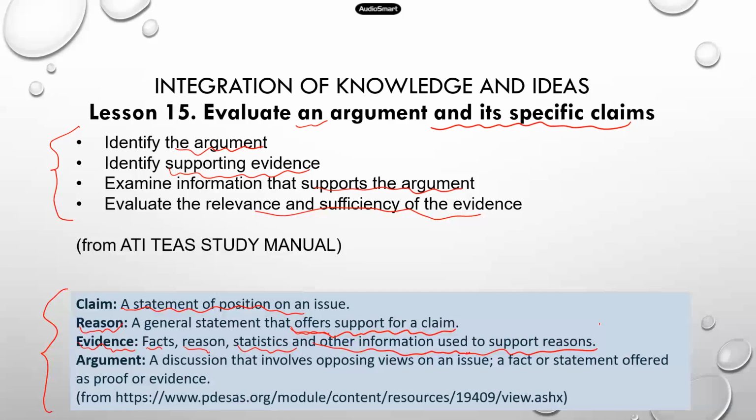The last term, argument, that's a discussion that involves opposing views on an issue. So it's a different point of view. So this could be a fact or a statement offered as proof or evidence. So for my previous claim that too much sugar is bad for your health, there can be opposing views on that, right? Some people may say, well, our body needs sugar, so sugar is necessary for the normal functions of the body, right? Our body does metabolize glucose to generate energy.